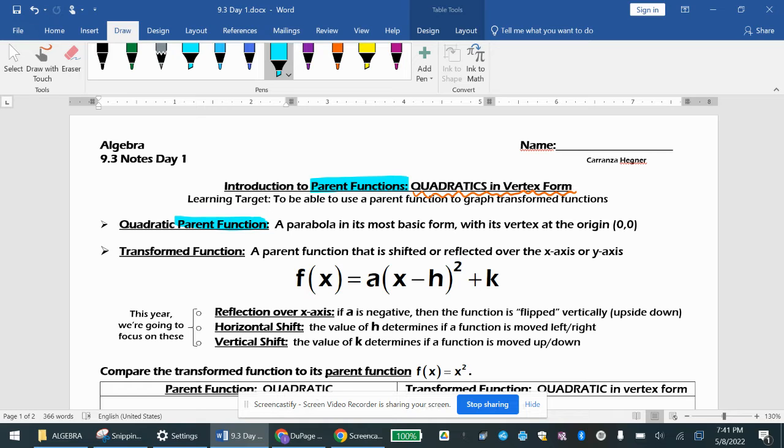So, en este caso, como estamos hablando de parábolas, son parábolas en su ecuación más básica, which means that if it's in its basic form, the vertex is at the origin and there's nothing in the equation except for just x squared, okay? And I'll show you that in a little bit.